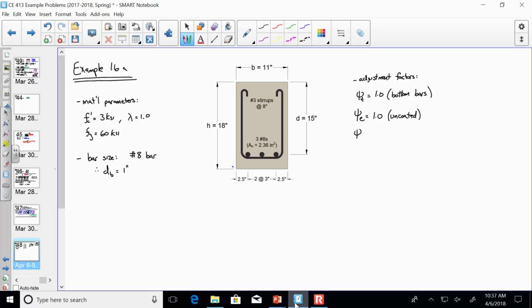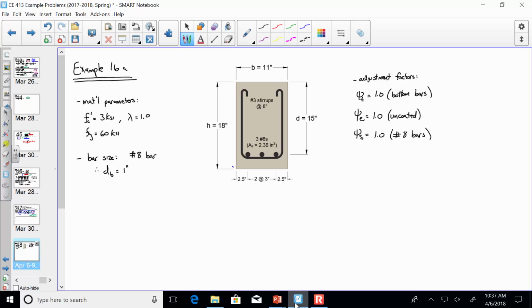Okay. What about psi S? What's that going to be? 1. Why is that the case? Because they're number 8 bars and they're bigger than number 6s. That's pretty simple, right?